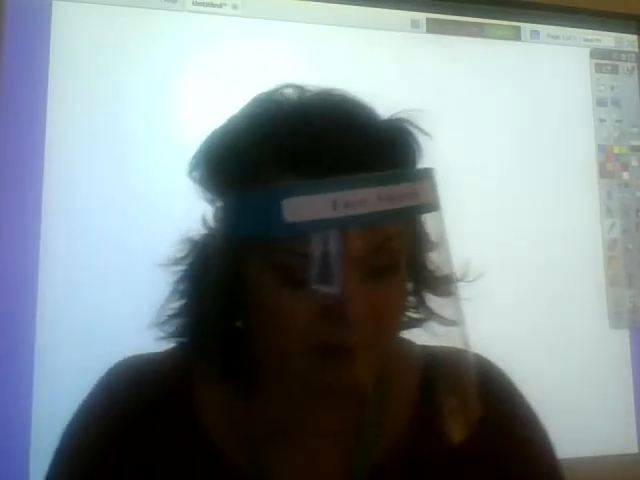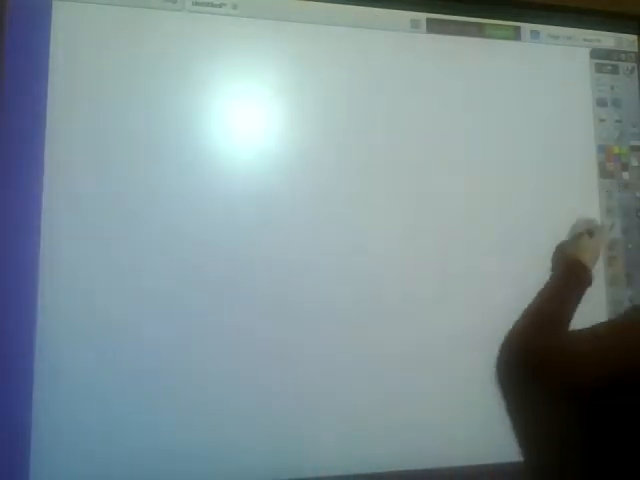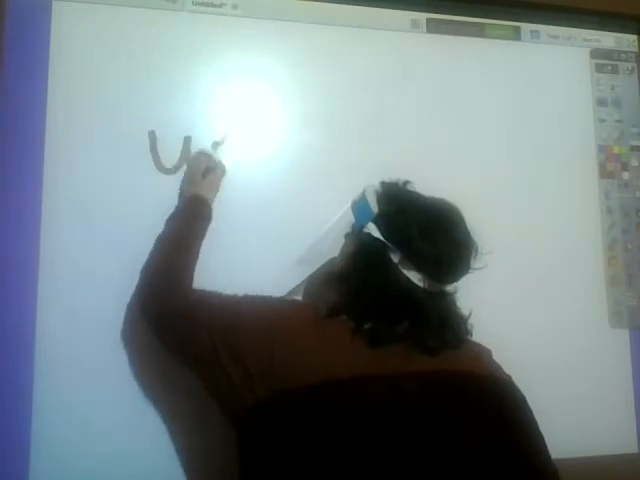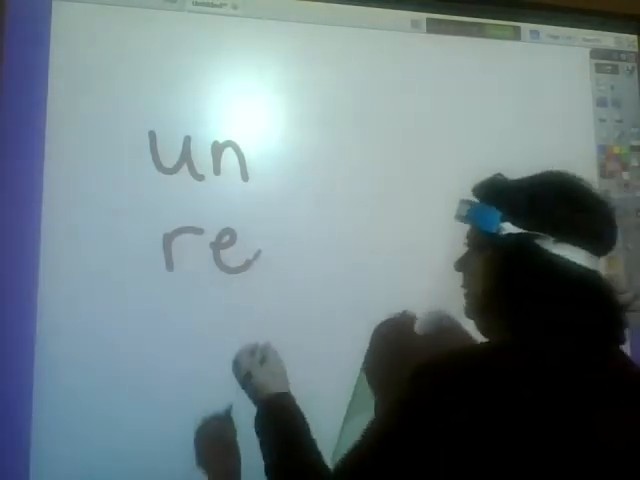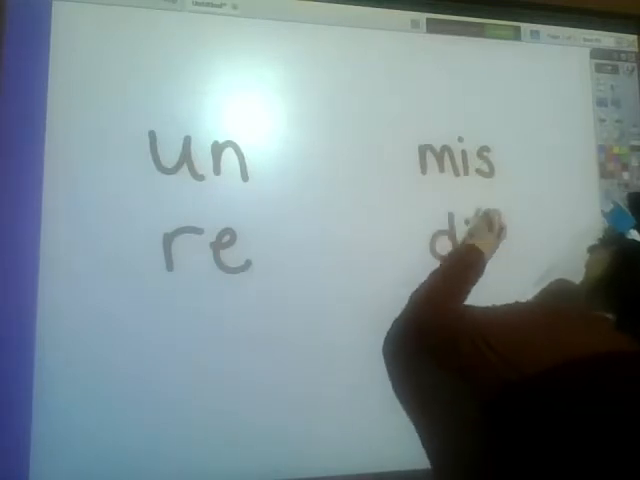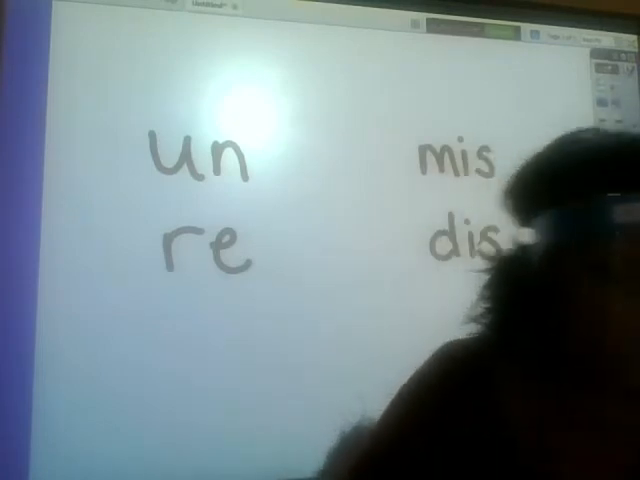Okay, so now we are going to talk about our spelling words this week. All of our spelling words have prefixes. We have un, and I'm going to make that a little smaller. We have un, re, miss, and dis.